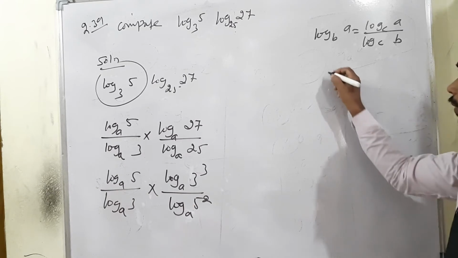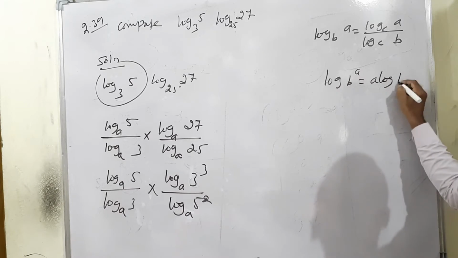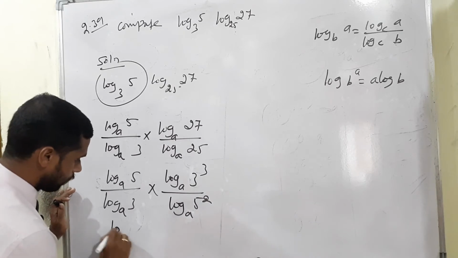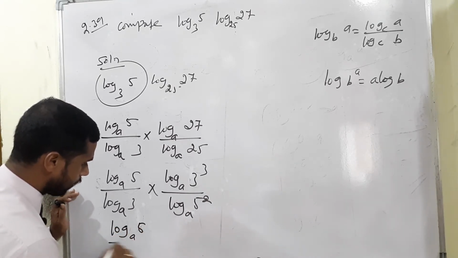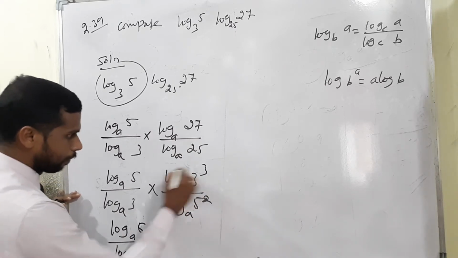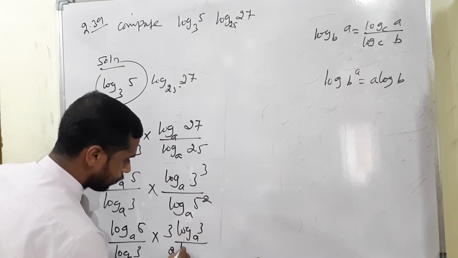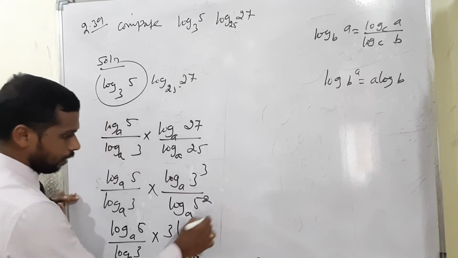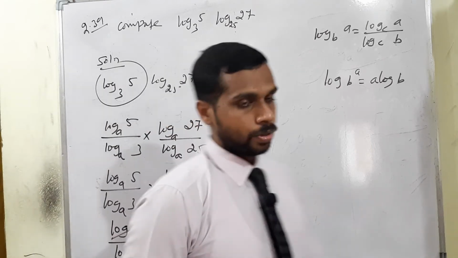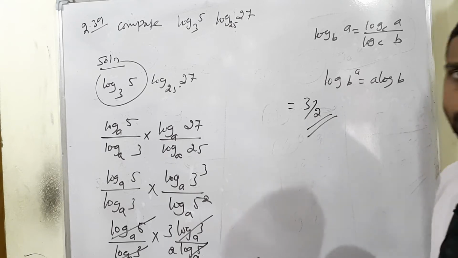Another property, the power rule: log b to the power a means the power a comes to the front, a log b. Therefore log 5 base a divided by log 3 base a, into the power comes to the front, 3 log 3 base a divided by 2 log 5 base a. So log 3 base a and log 3 base a cancel, log 5 base a cancel. After cancellation we have only the balance, 3 by 2. This is our answer. Okay, I will continue with the next question.